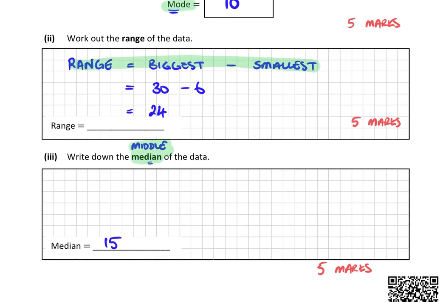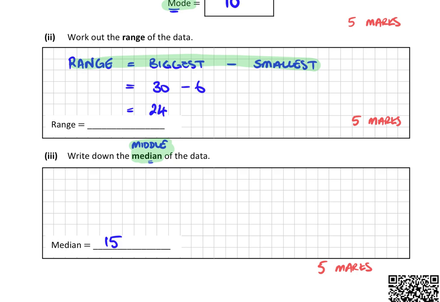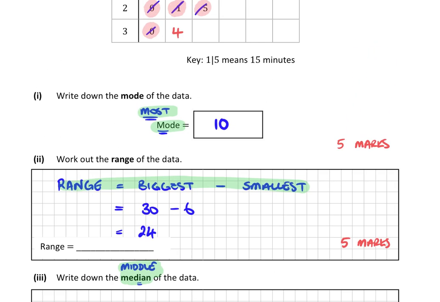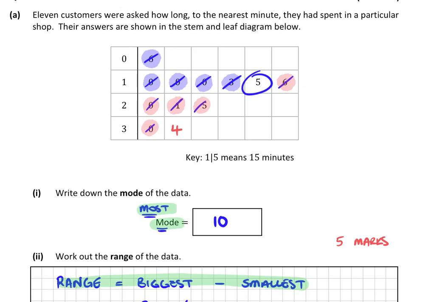Next you're asked for the median. The median is the middle value. Now they told us at the very start of the question that we were dealing with 11 people. So what we can do is start by crossing off the smallest and the largest. Then the next smallest, which would be 10, and the next largest, which would be 25. The next smallest is 10 again.